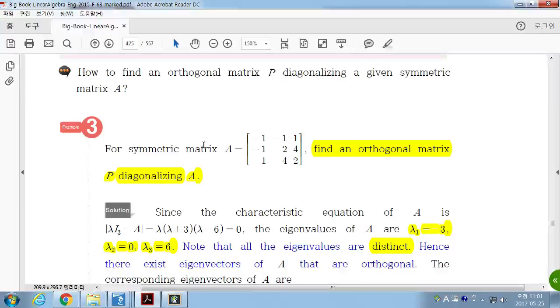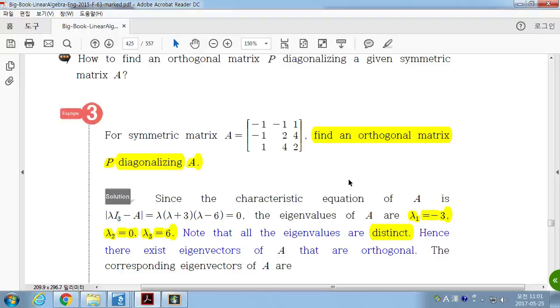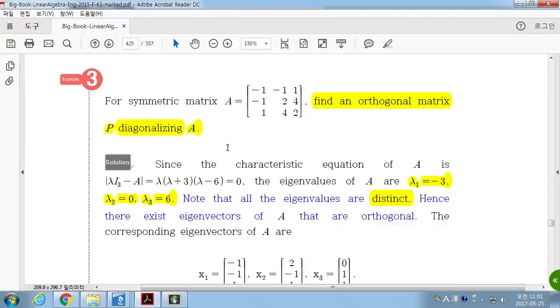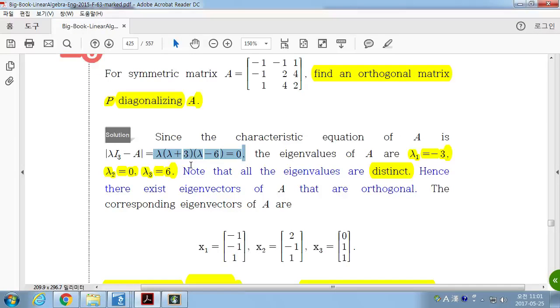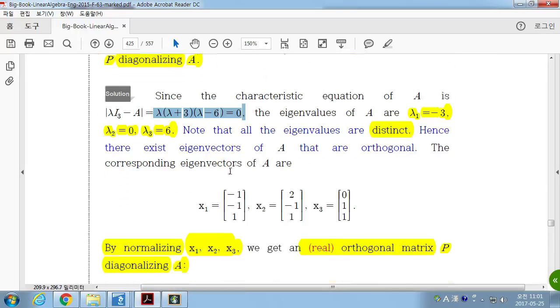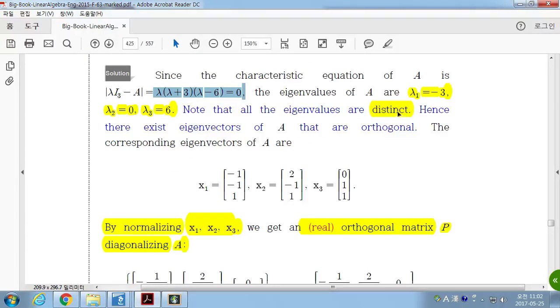Here's the examples. For symmetric matrix A, as you see, this is a symmetric 3 by 3 matrix. Then this is orthogonally diagonalizable. So find the orthogonal matrix P, then make P transpose AP equal to D. From A, all you have to do is find the characteristic polynomial. From this characteristic polynomial, you have 3 distinct eigenvalues, -3, 0, and 6 in increasing order.